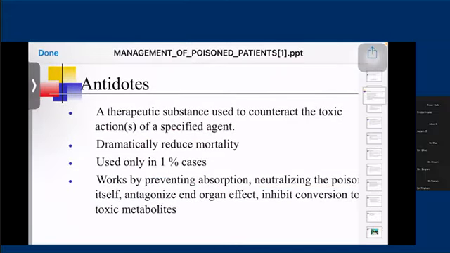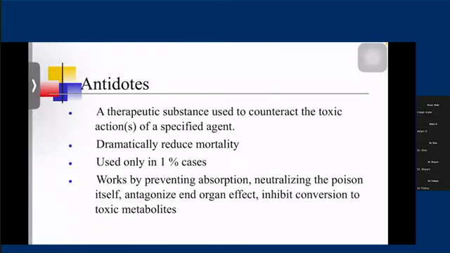So an antidote is a substance used to counteract the toxic action of a specified agent. It is well known to reduce mortality, but unfortunately only 1% of poisonous agents have antidotes. Because there are only a few, we need to be familiar with those poisonous agents, because if we know the antidotes, we can change the course of a patient's condition. So at least we have to know the specific antidotes.